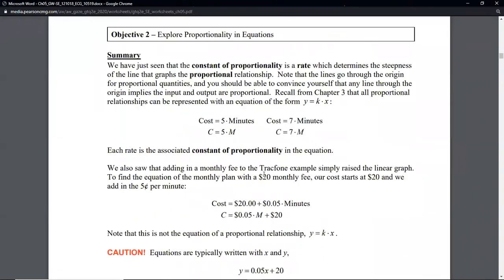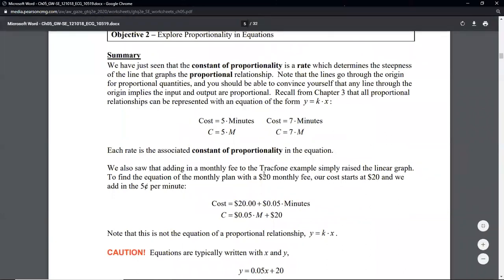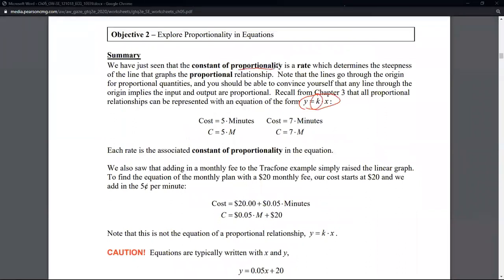Constant of proportionality is a rate. That's something that we have discussed before. A constant of proportionality is a rate. Back when we were talking about y equals kx, k was the constant of proportionality, and it would always have a per in it. So 5 per 1, $5 per 1 ticket, something like that.